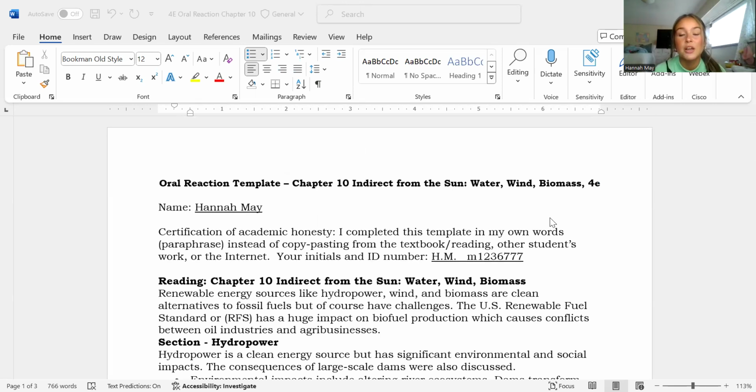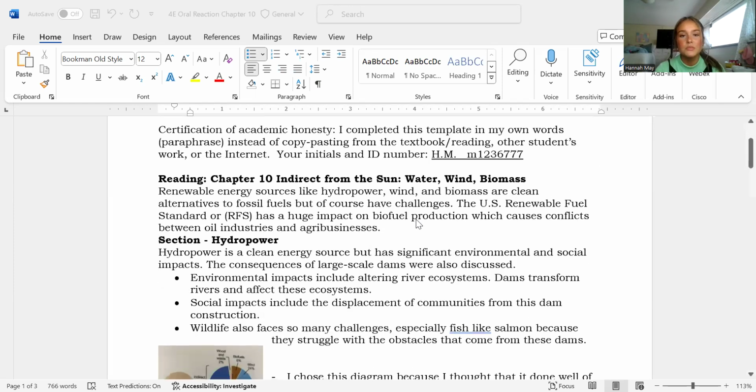This chapter was called Indirect from the Sun, and talks about water, wind, and biomass. It covers the different renewable energy sources like hydropower, wind, and biomass, and how they're all clean alternatives to fossil fuels, but they, of course, had their challenges that we'll talk about more later in this video. The U.S. Renewable Fuel Standard, or RFS, was brought up too in this chapter, but it has a huge impact on these biofuels, which causes conflicts between the oil industries and agribusinesses.